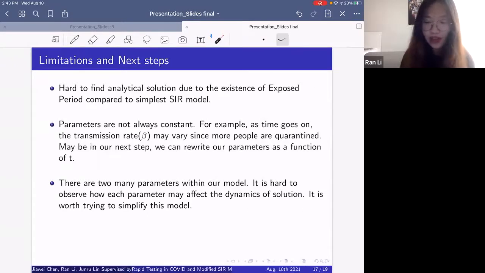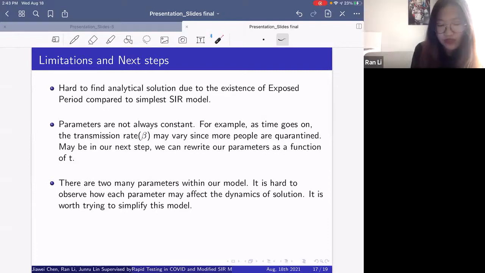Okay, so the above is the model that we built. However, there are some limitations. The first one is that, as I just mentioned before, it is really, really hard to find an analytical solution due to the existence of the exposed period. There are a lot of published papers about finding approximate solutions or some modified SIR model analytical solutions. So it is not an easy thing to do, compared to how Jiawei showed how to find the analytical solution of the SIR model.